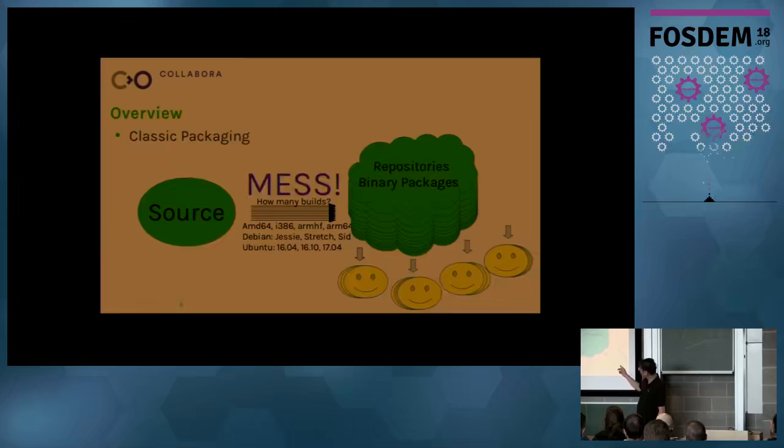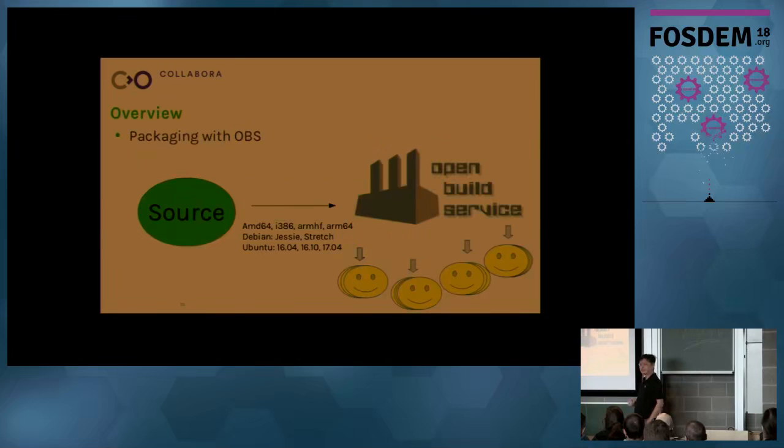So let's fix this kind of mess. How to fix it? Just put OBS in as your build infrastructure. OBS has those things built in. You can choose the different architectures, different distributions, and different versions. Okay, and then it's done. So how much time and resources do you save?